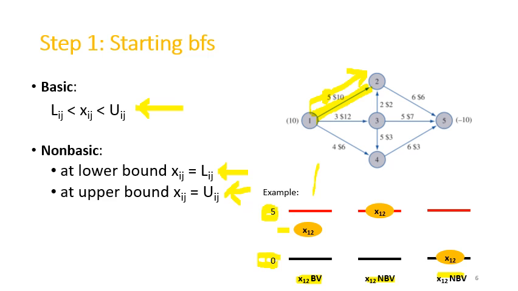So we have looked at several possibilities of solution with regards to the value of x12. If x12 equals exactly the lower bound of the arc 1, 2, or exactly the upper bound, it means that x12 is non-basic in that kind of solution. However, if x12 takes the value in between 0 and 5, in that kind of solution, x12 is a basic variable.